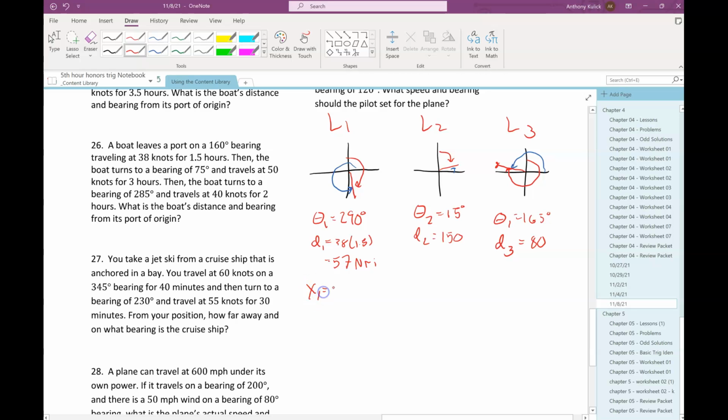So our x1 is going to be 57 cosine 290. And our y1 is going to be 57 sine 290. Our x2 is going to be 150 cosine 15. And our y2 is 150 sine 15.